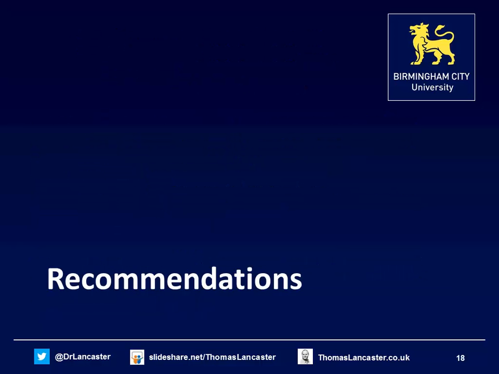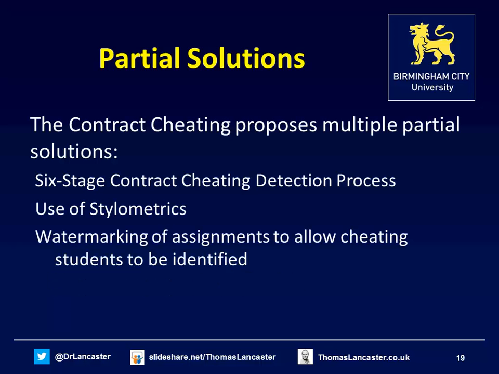I want to conclude this talk with some recommendations and to think about some partial solutions. And you'll see these mentioned in the paper, some of the work we've done before, the 6-stage contract cheating detection process, which involves collecting together information about assignments, gathering them, putting them into a database, analyzing that database, and trying to attribute work to a source institution and student. It's a powerful technique.